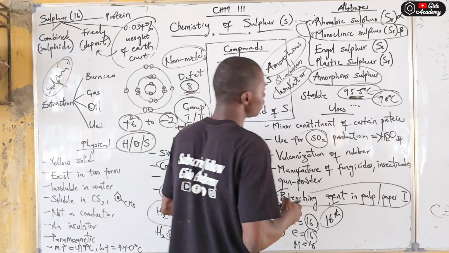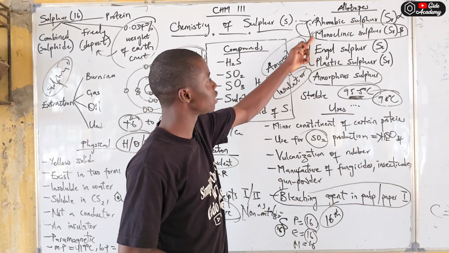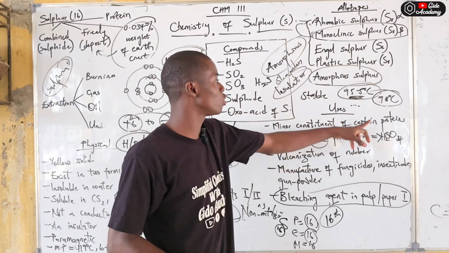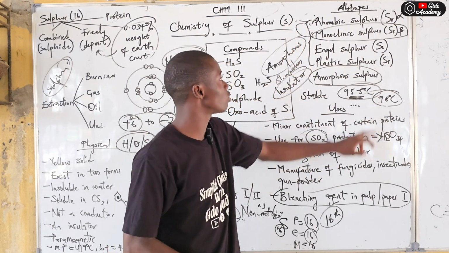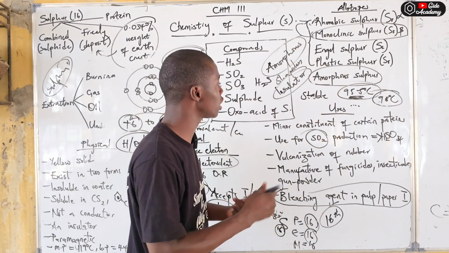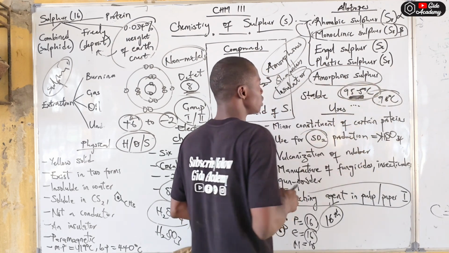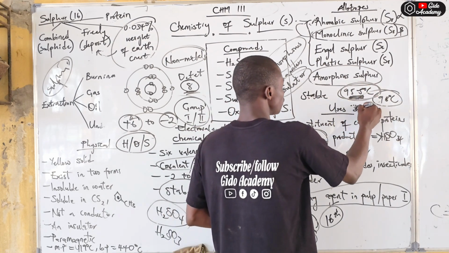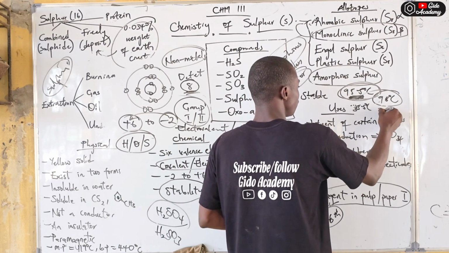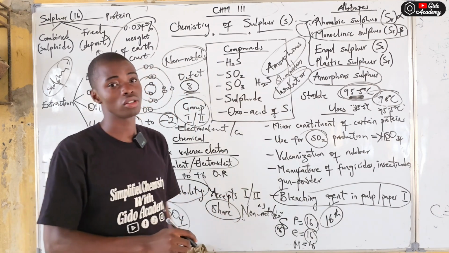Now please take note, rhombic sulfur is actually more stable than monoclinic sulfur. And the only allotrope of sulfur that is stable at a temperature below 96 degrees Celsius is rhombic sulfur, and monoclinic sulfur is actually stable at this temperature. So please take note of that. It is not 35.5 degrees Celsius, but 95.5 degrees Celsius. Please take down the correction.